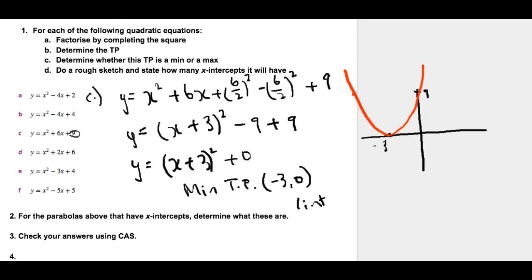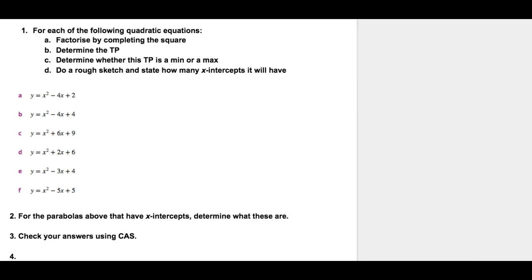All right, let's try to choose one that will give you no x-intercepts. Okay, so we'll do one more. Sorry, let's just see if I can figure one out. I think D will have none. Let's just check. Okay, plus 2x. Good practice to do completing the square though. Plus 2 over 2 squared minus 2 over 2 squared plus 6.